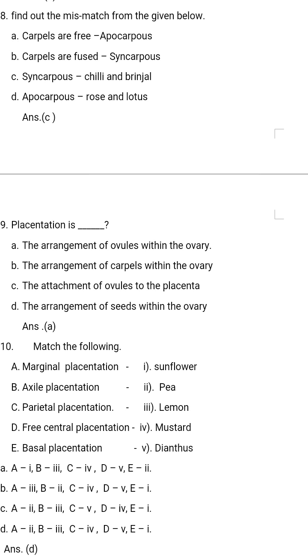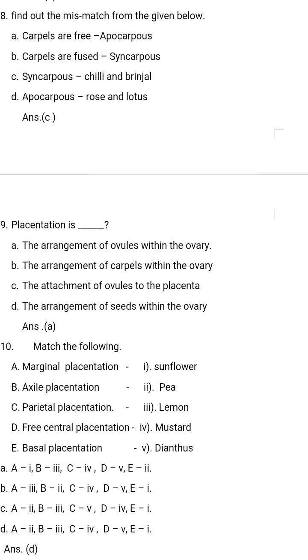Next, carpels are fused. If the carpels are fused, then the nature is called syncarpus. Next, syncarpus. Examples, chili and brinjal. No, this is a completely wrong option. It is not the correct option for syncarpus. Next, apocarpus. Rose and lotus.